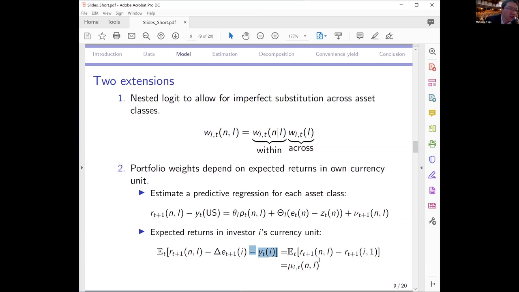Okay, so essentially we set up the demand system so that in each country, so for example, Japan, they care about expected returns in yen, and we aggregate both exchange rates and asset prices in a way that what enters the portfolio functions are the expected returns.